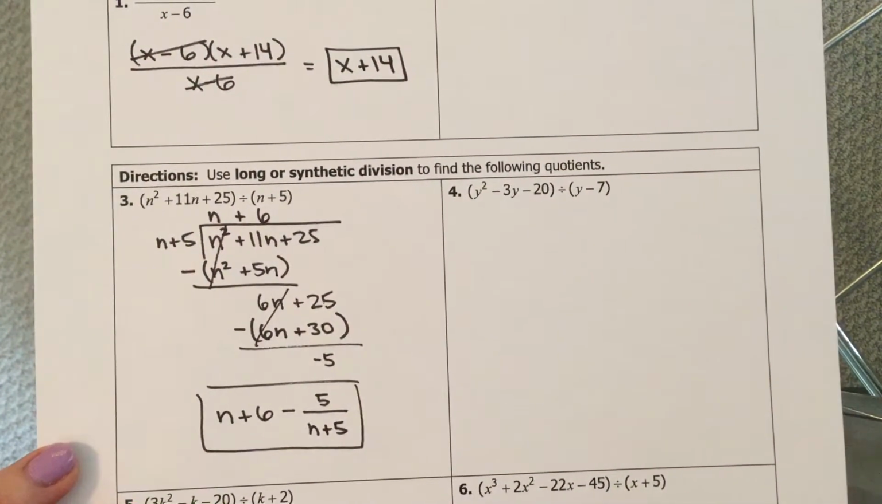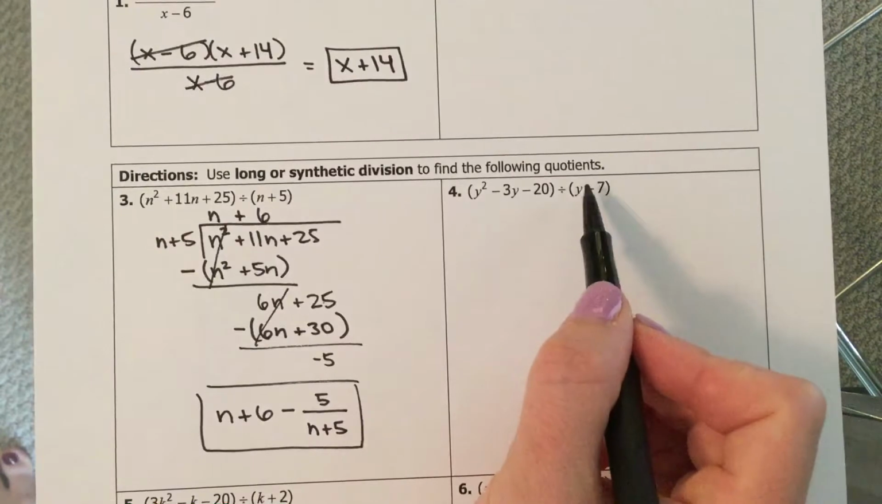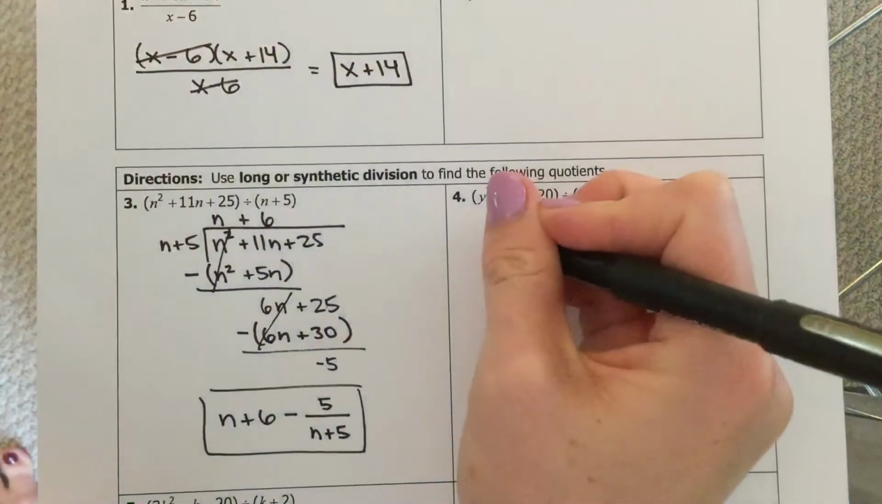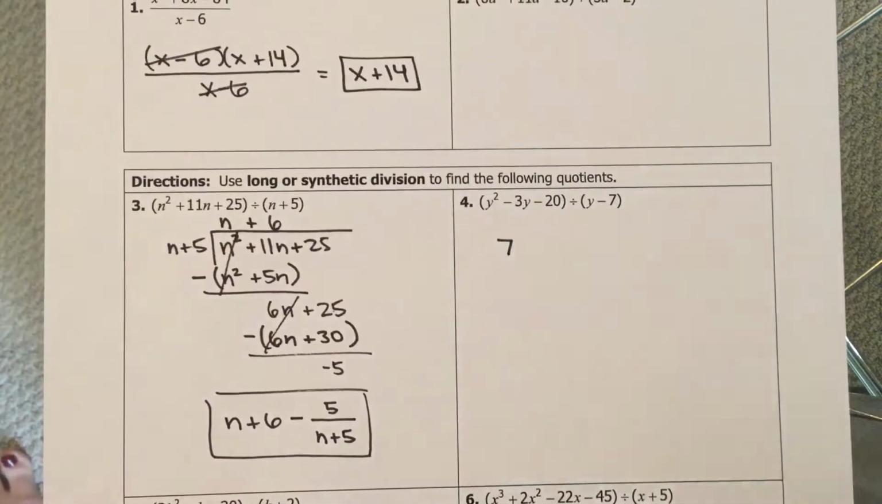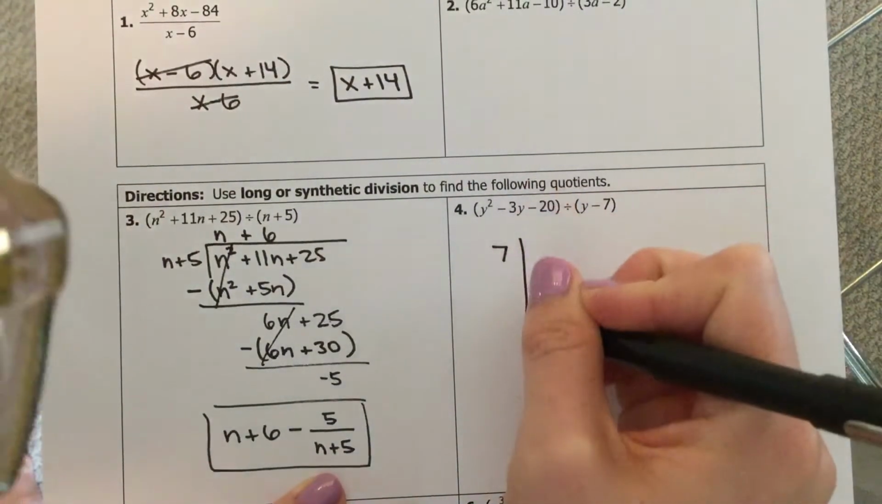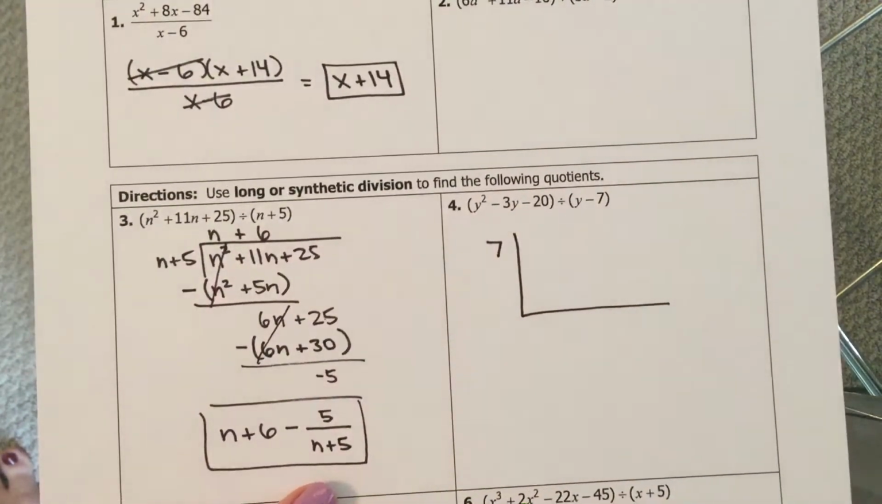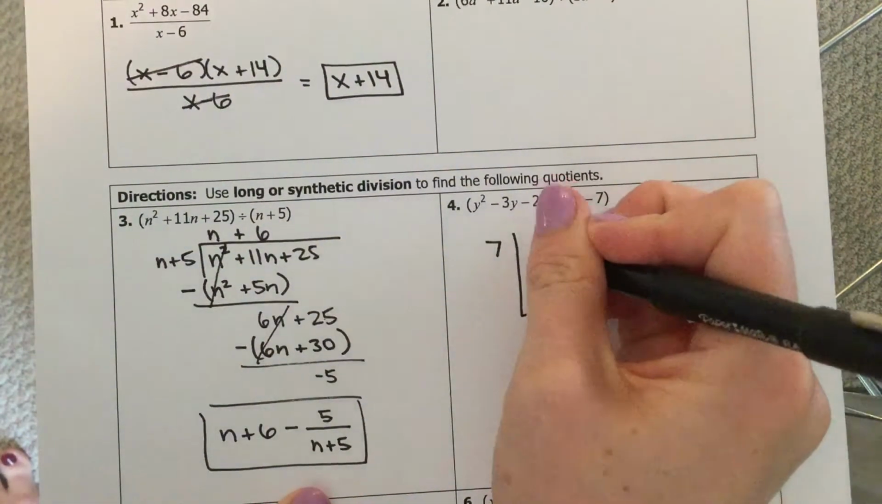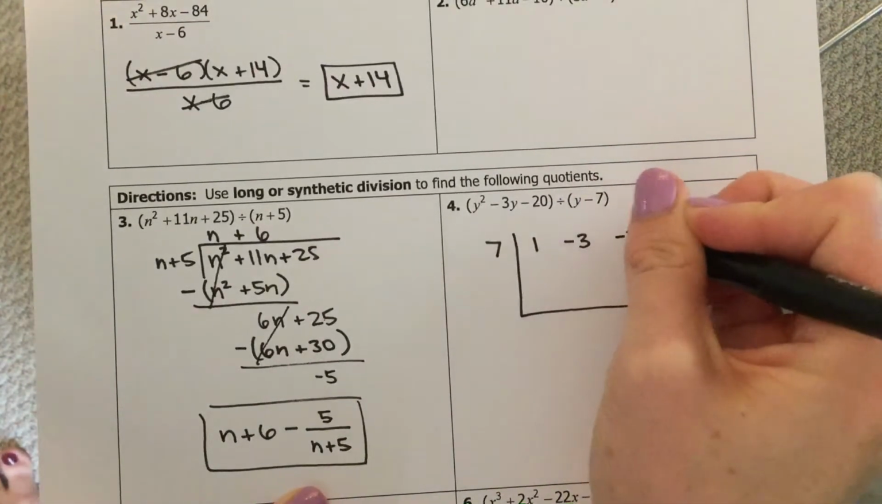And for number 4, we're going to do synthetic division. So what you do is you take whatever this value is, except the opposite. So if I have a y minus 7, I'm going to take the 7, I'm going to set it up right here. Okay, and then I'm going to separate out my division like this. And then I take these constants, make sure you're careful with the actual sign. So 1y squared, negative 3y, negative 20.